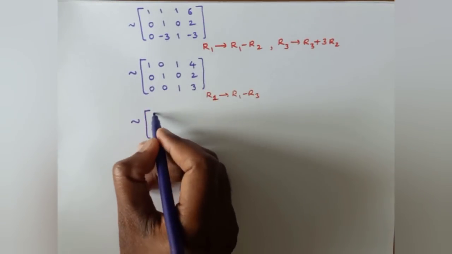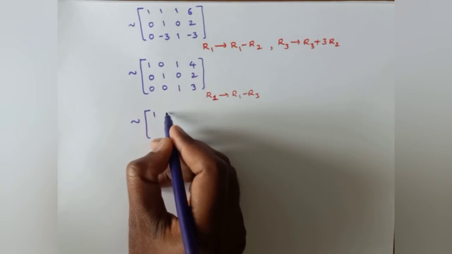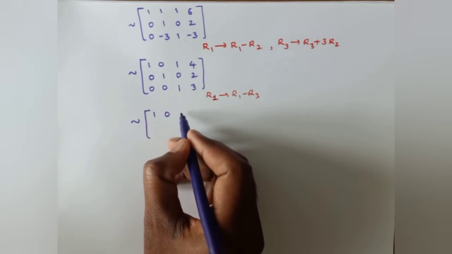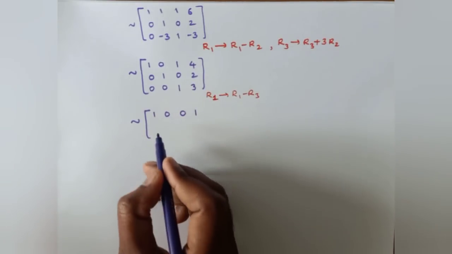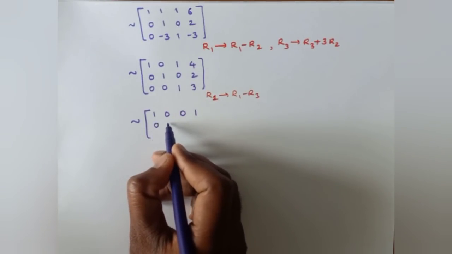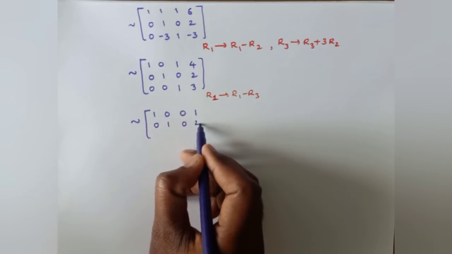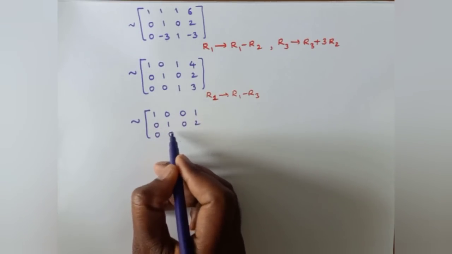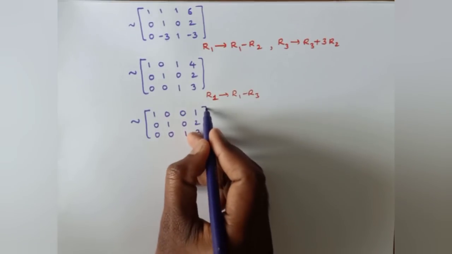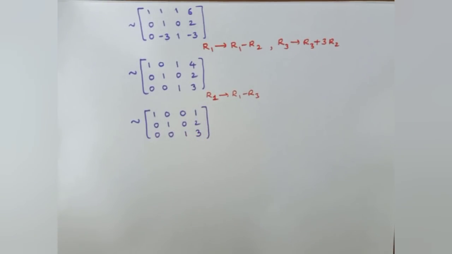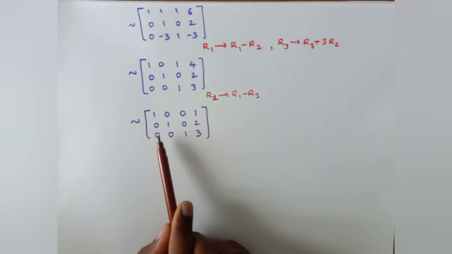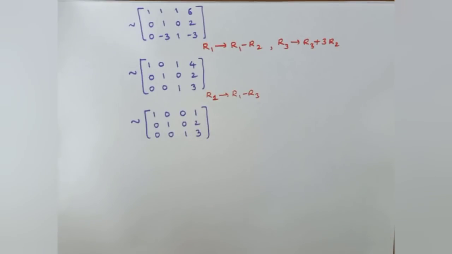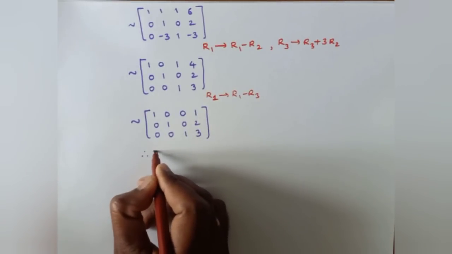1 minus 0 is 1, 0 minus 0 is 0, 1 minus 1 is 0, 4 minus 3 is 1. Next, no change in the second row: 0 1 0 2. Third row is 0 0 1 3. Now finally this is converted to the form 1 0 0 alpha, 0 1 0 beta, 0 0 1 gamma. So we can express the solution here.